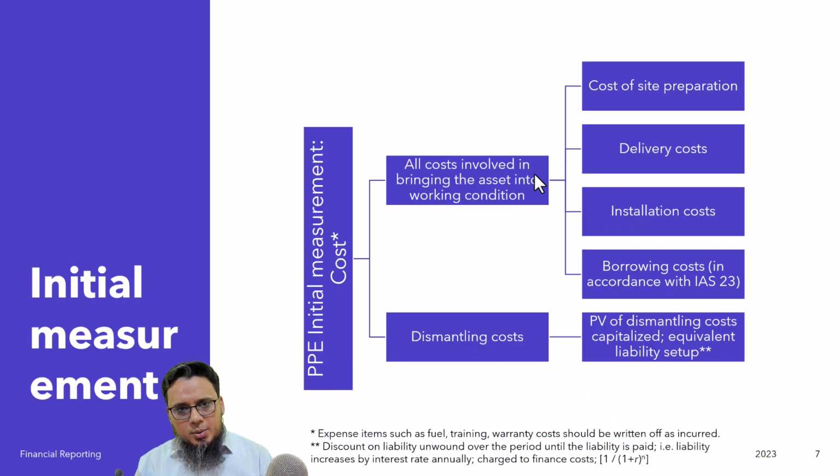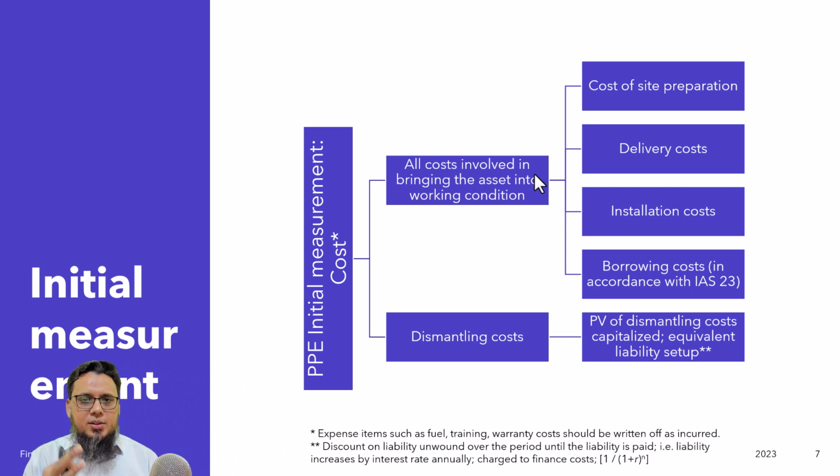And whenever we're talking about measurement, we have to distinguish between two stages of measurement. The first is the initial measurement. The second is the subsequent measurement. So subsequent expenditure could be expenditure that you incur on the asset subsequently after acquisition. Now, on the initial measurement, it should be on cost.